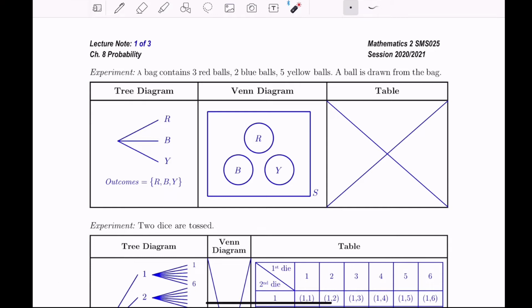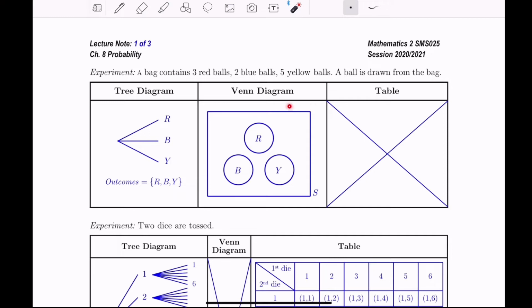Alright, third experiment. A bag contains 3 red balls, 2 blue balls, and 5 yellow balls. The experiment is to draw a ball from the bag. Okay, so we're going to draw 1 ball from the bag. So the possible outcomes are either we're going to get a red ball, a blue ball, or a yellow ball. So the outcome is red or blue or yellow.